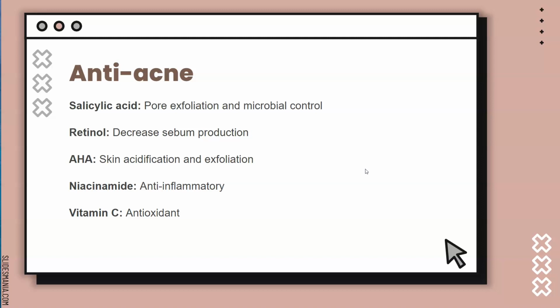AHA, your alpha hydroxy acids, these are exfoliants, and they can also acidify the skin. Skin acidification is actually quite good, because if you lower your skin pH, then you also lower the growth and propagation of P. acnes, which is your acne-causing bacteria. Then you also have anti-inflammatory agents like niacinamide and antioxidants like vitamin C, which prevents further damages.